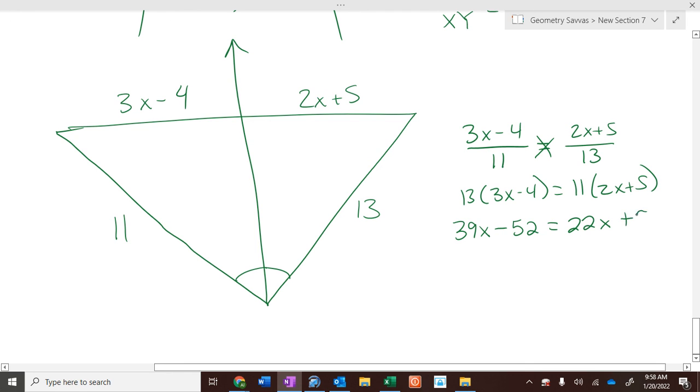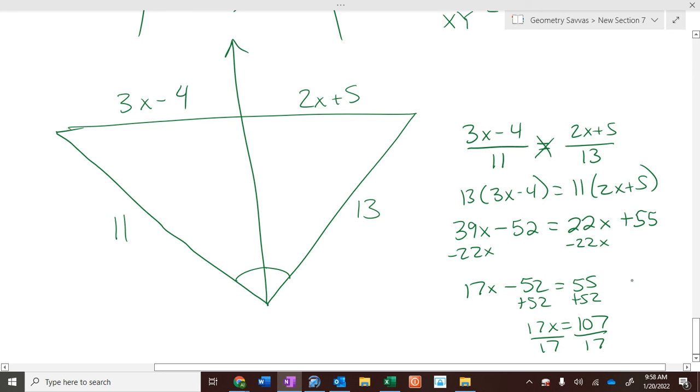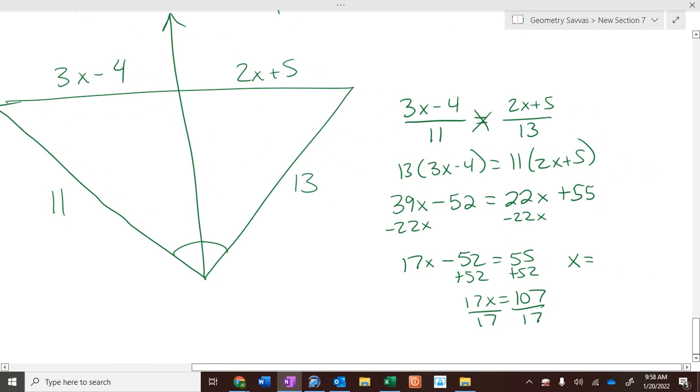22x plus 55. What's my smaller variable? 22x. So I want to move my 22x, so I'll subtract 22x. 17x minus 52 equals 55. Then I'll add 52. 17x equals 107. Divide by 17. And like I said, it comes out to be a wacky decimal. X equals what? About 6.29.